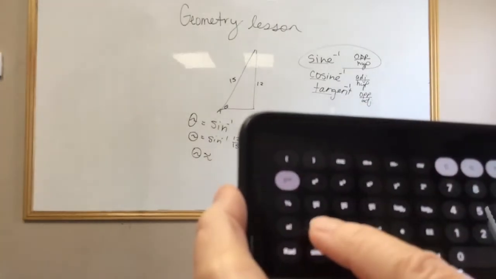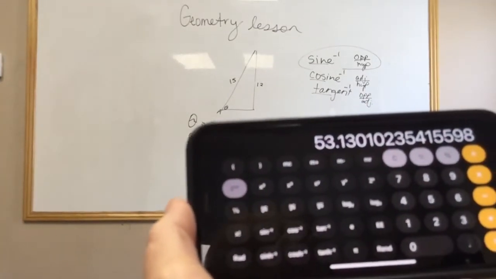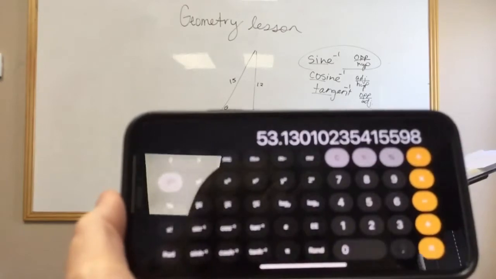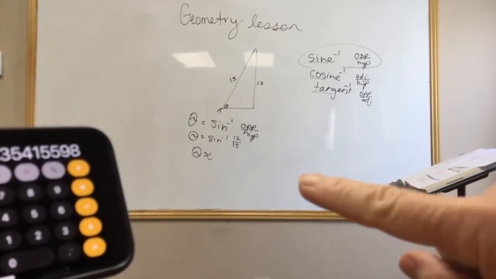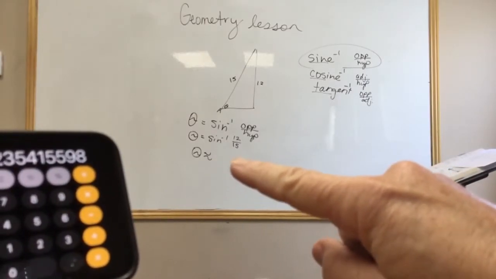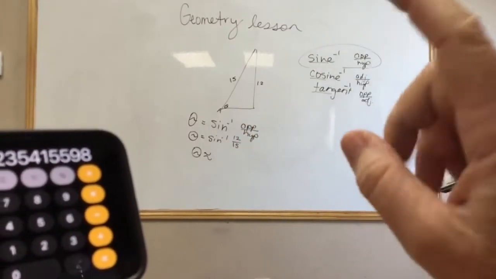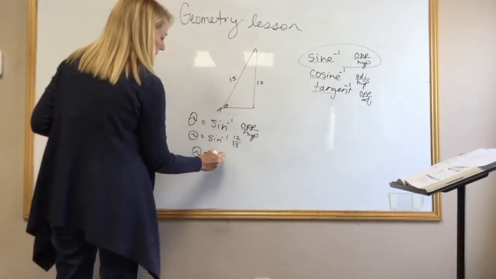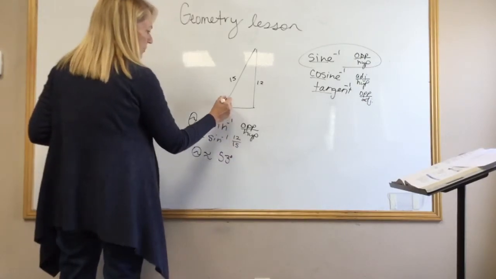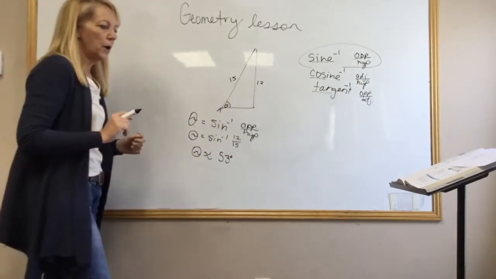Then I'm going to come over here and just push this sine button, and it comes out to be 53 point something, something, something. That's why I'm going to use the approximate sign right here and put 53 degrees. It's a degree, because I was looking at that angle right there. Okay, let's do another one.